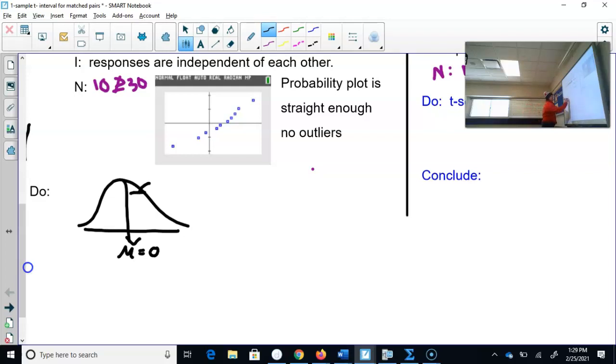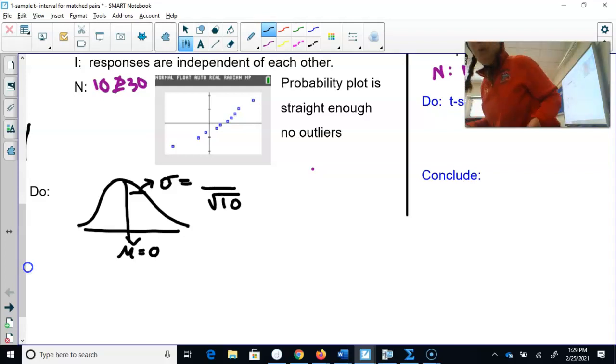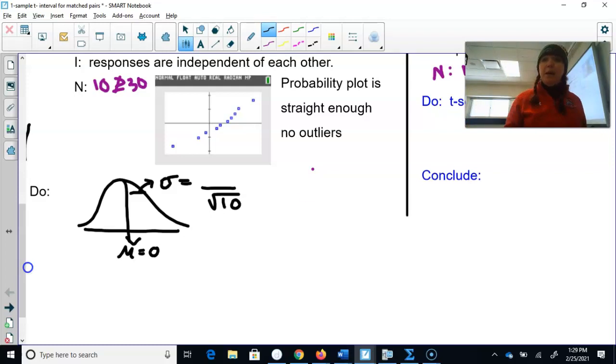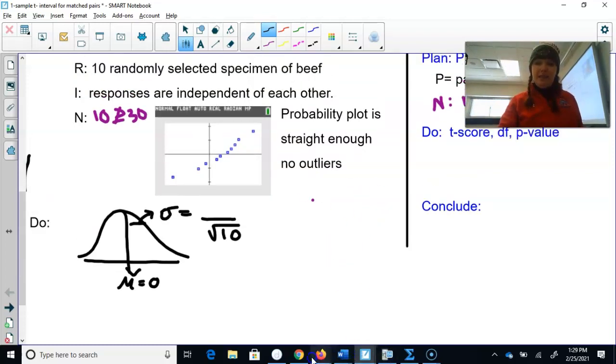Next, I have my standard error of the statistic. We know that's the sample standard deviation divided by the square root of n. We don't know the sample standard deviation yet, but we do know that it's going to be divided by the square root of 10. I could go to my calculator and do a one variable statistics to find that out, but I'm going to run the t-test right now.